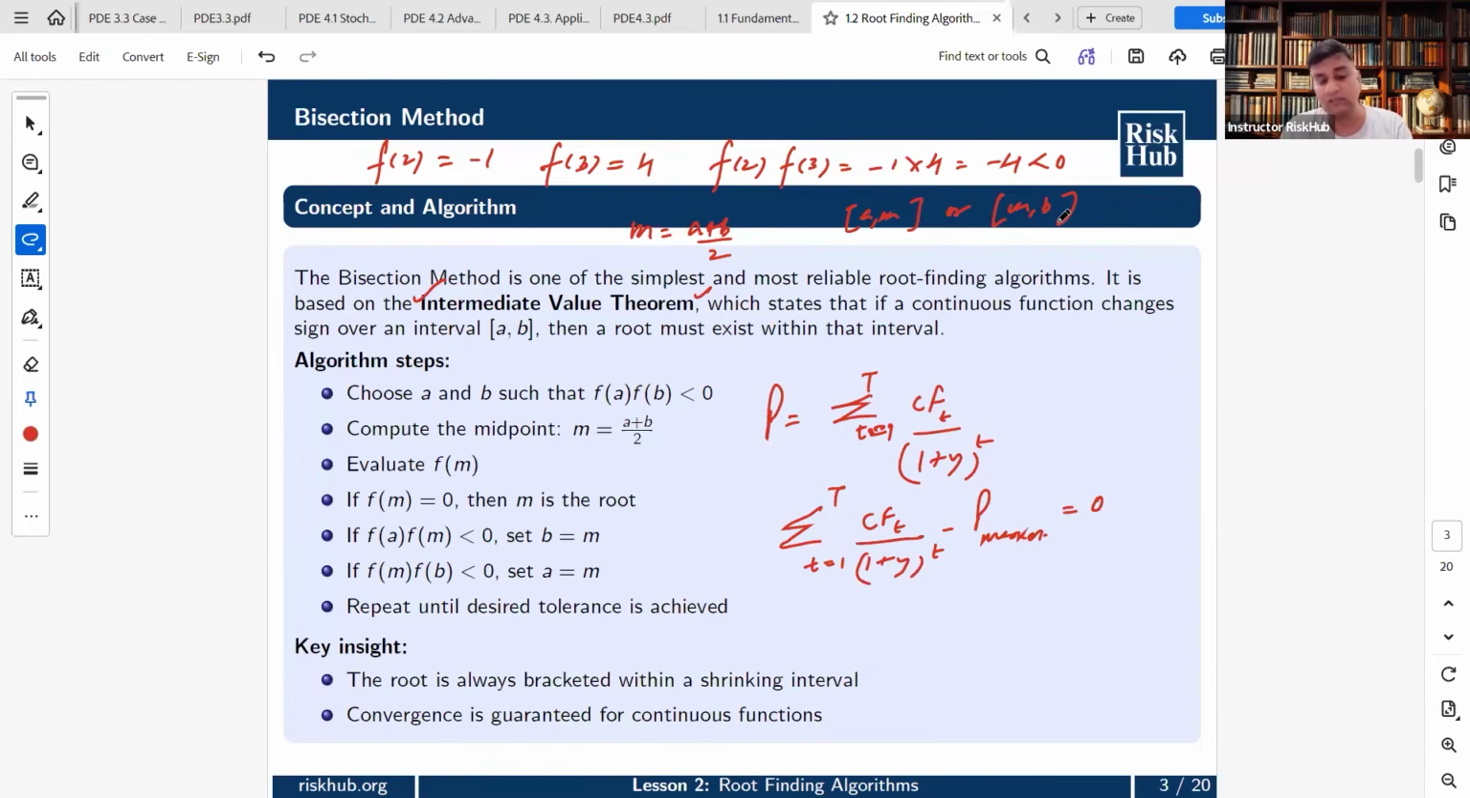In financial intuition, imagine solving for bond yield, which I told you about, right? You're trying to find out it is somewhere between 5 and 7%. You check 6%. If the model price at 6% is still too high, you adjust the interval, then check 6.5, and then 6.25 and so on, right? Bisection is like asking: is the answer in the left half or the right half? All right. The root is always bracketed with a shrinking interval. Convergence is guaranteed for continuous functions.